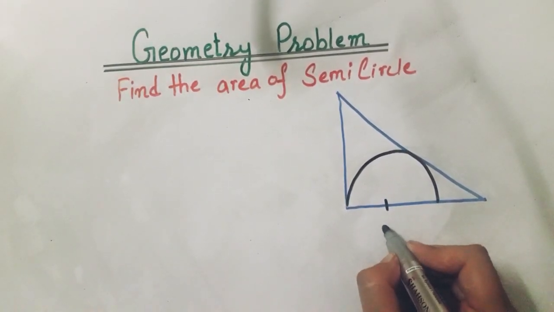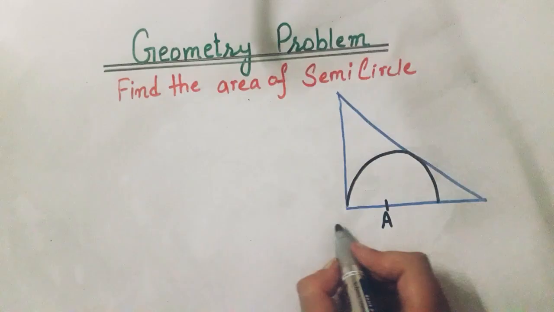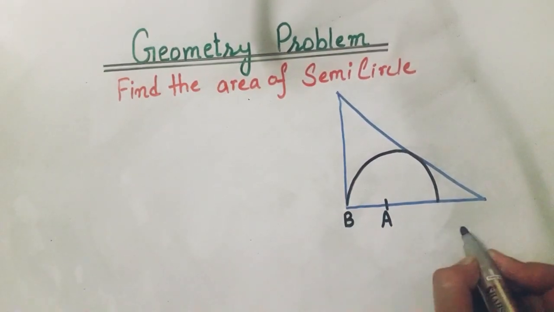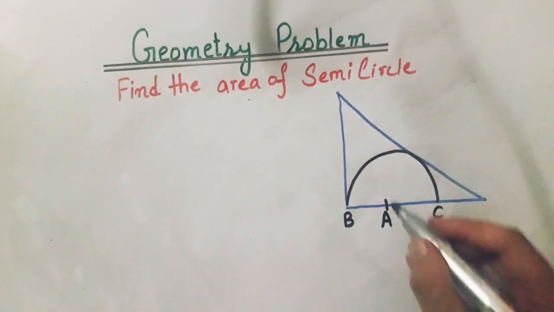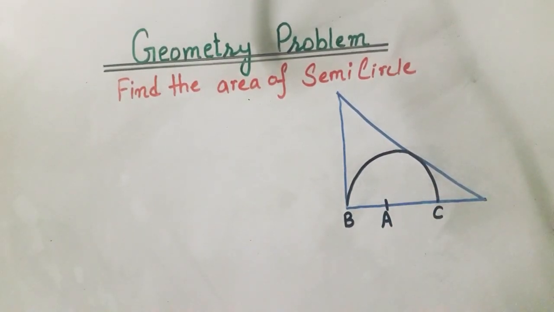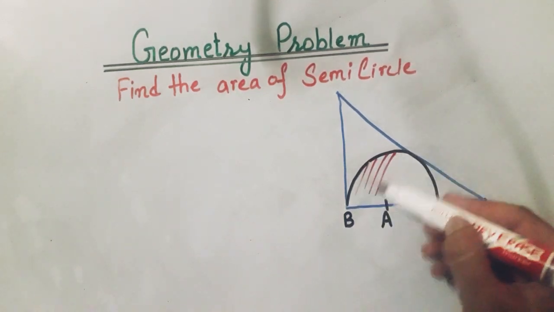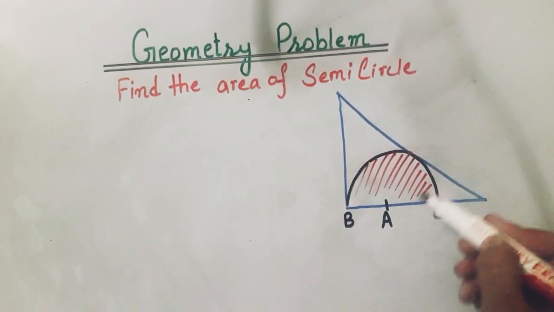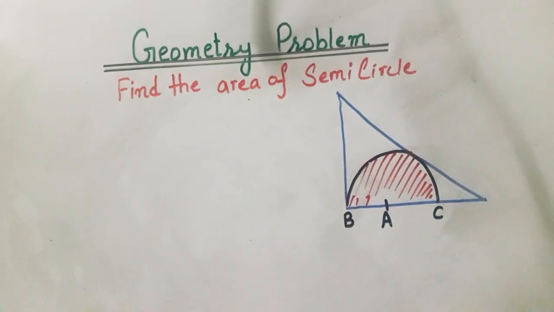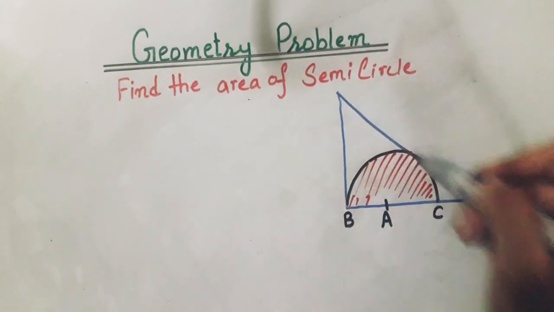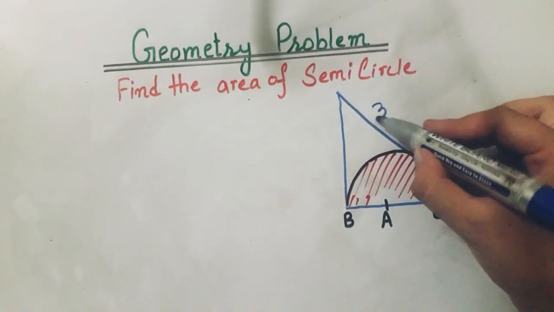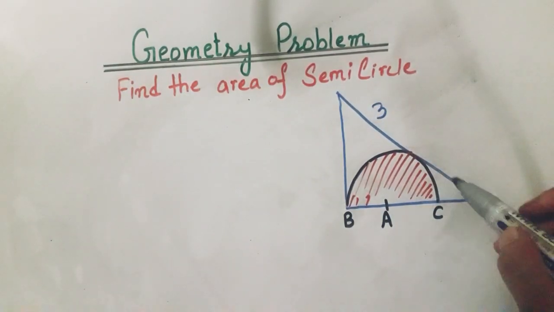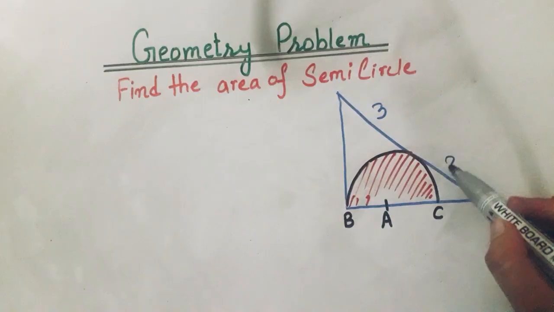Let's suppose this is A and this point is B, this point is C. You have to find the area of this semicircle. Now the next thing is, the length of this side is also given, that is 3, and this side is 2.